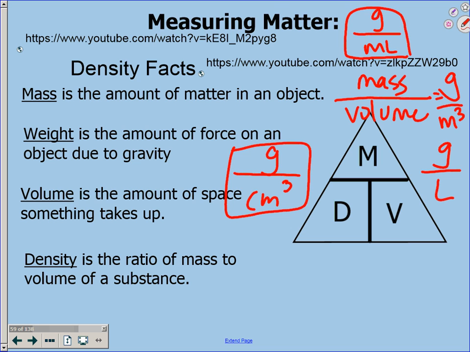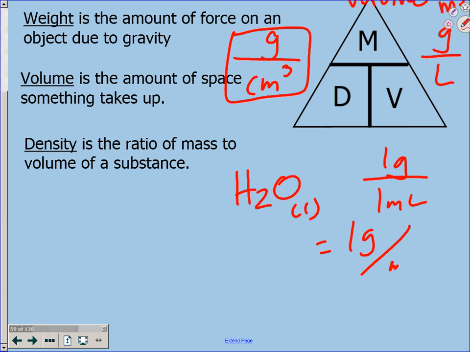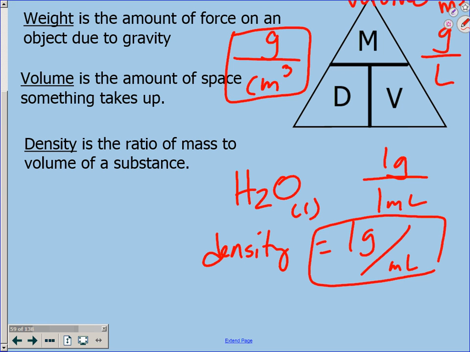Fun fact you should know now is water, H2O in its liquid form, has a density of 1 gram per 1 milliliter, which is a total of 1 divided by 1, so 1 gram per milliliter. So 1 gram per milliliter is the density of water. That is something I expect you to know now. And that's what we do, we compare a lot of things to water.